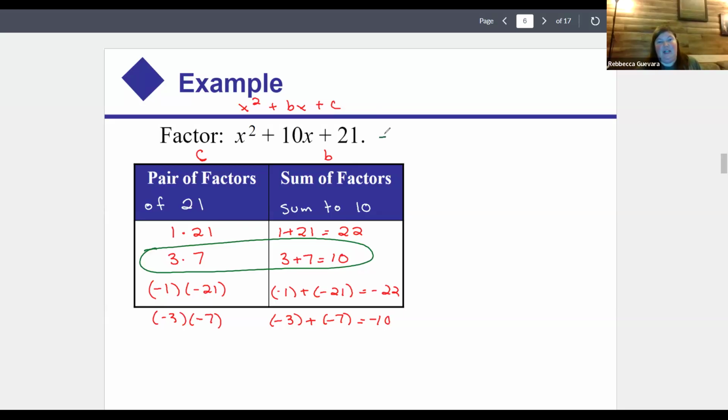So what this tells me is that if I want to write the factored form of x squared plus 10x plus 21, we're going to have the x's, and this tells me what the remaining numbers are going to be. One's going to be 3 and one's going to be 7. And you can always double check that: x times x is x squared, x times 7 is 7x, 3 times x is 3x, 3 times 7 is 21.